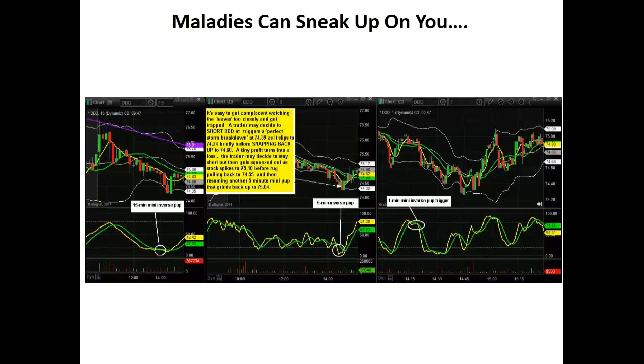And at this point, you're shaking your head. You're thinking, all right, no. The 15 minute has a mini inverse pup. The 5 minute got a mini inverse pup through the 20 band. I'm just going to hold on to it. And so it peaks at the 74.60 area and pulls back down to the 74.30 area, so you're feeling okay. And then they spike it back up to the 74.50. It chops back down to the 74.30s.